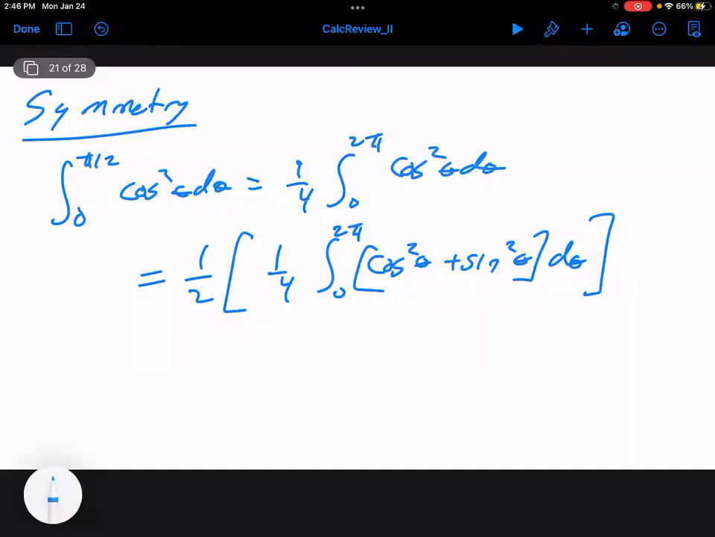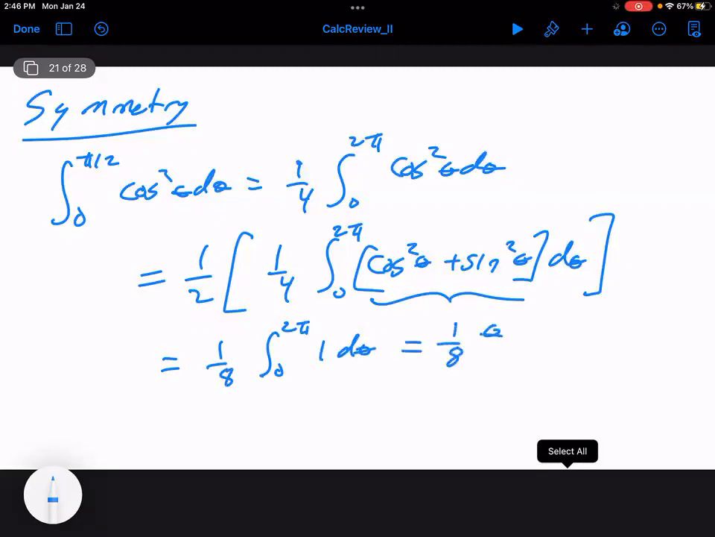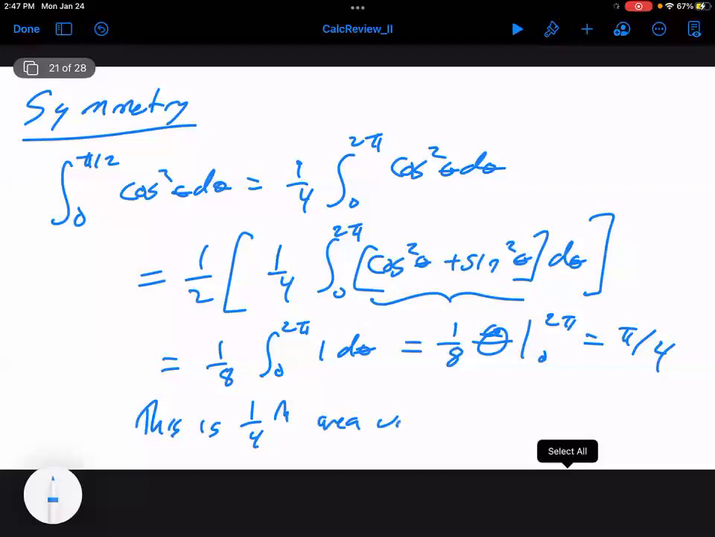But what does sine squared plus cosine squared equal? 1. So this is the same as 1/8 the integral from 0 to 2 pi of 1 d theta. So that gives me 1/8 of theta evaluated 0 and 2 pi. So I get pi over 4. And this is 1/4 the area of the unit circle.